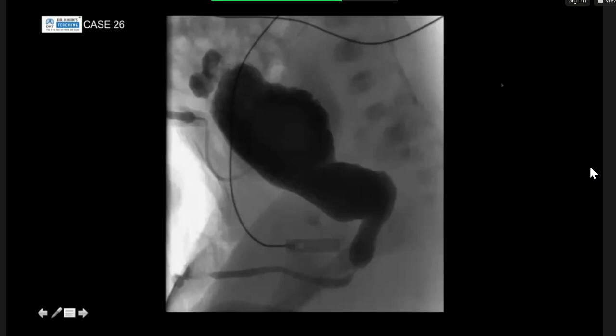Yeah, I'm provided a spot lateral film of the MCUG. I can appreciate that the posterior urethra is markedly dilated with the bullet nose appearance, abrupt narrowing at the prostatomembranous junction. Along with that, I can appreciate that the bladder shows trabeculated surface margins, and I also appreciate that there is reflux, partly covered reflux or diverticulum. If I can see the other images as well.